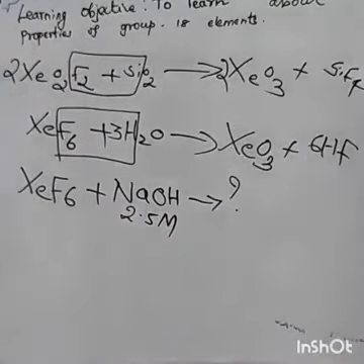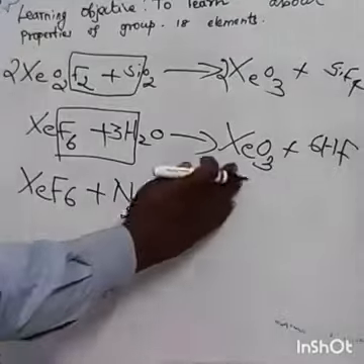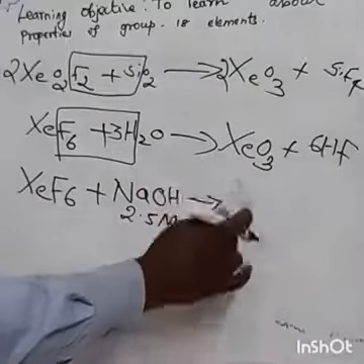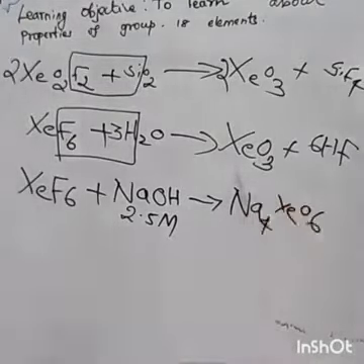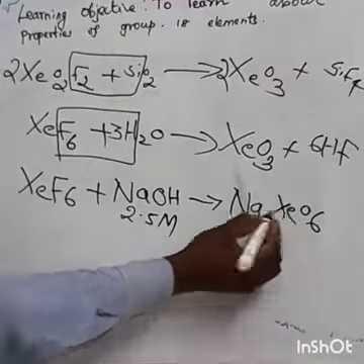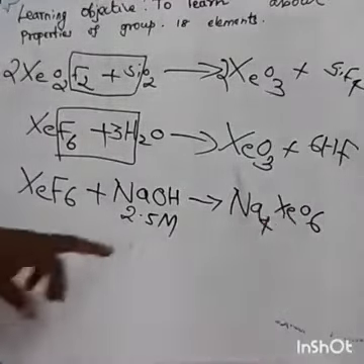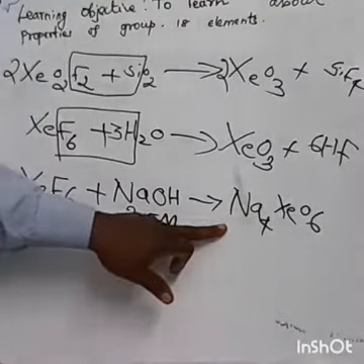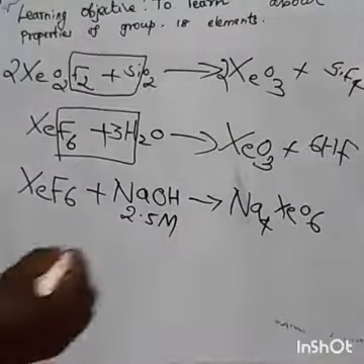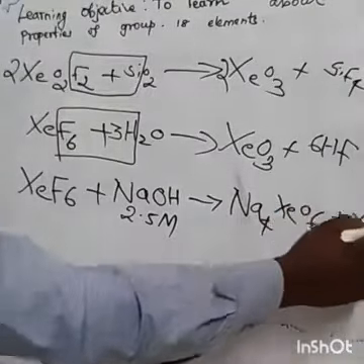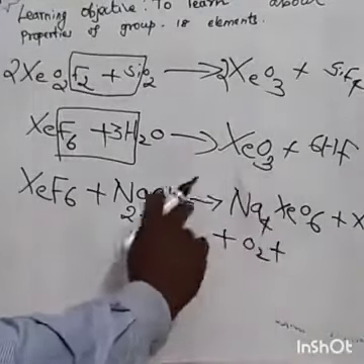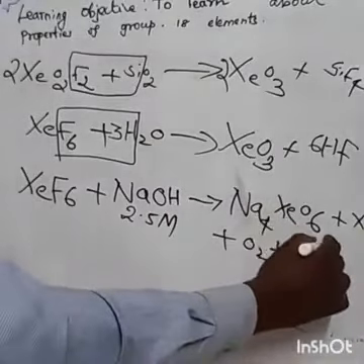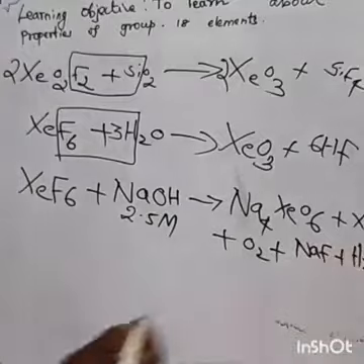We get what is the product? Sodium perxenate. Sodium perxenate formula Na4XeO6. Okay, XeO6. What's the name of this compound? Sodium perxenate. And also we get xenon plus oxygen. And also we are getting NaF plus water. So one of the very important questions.